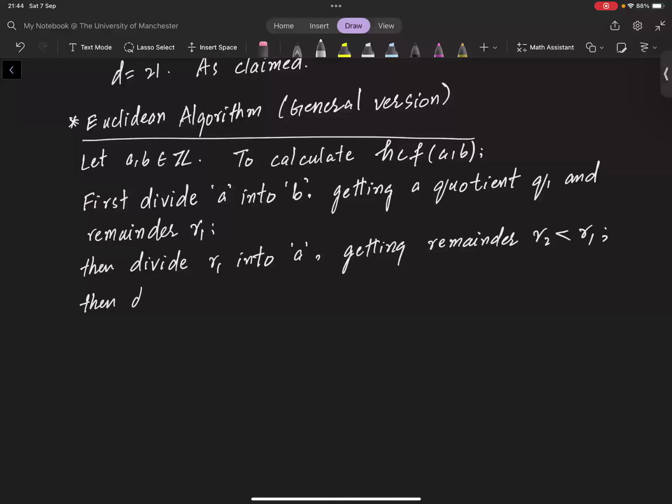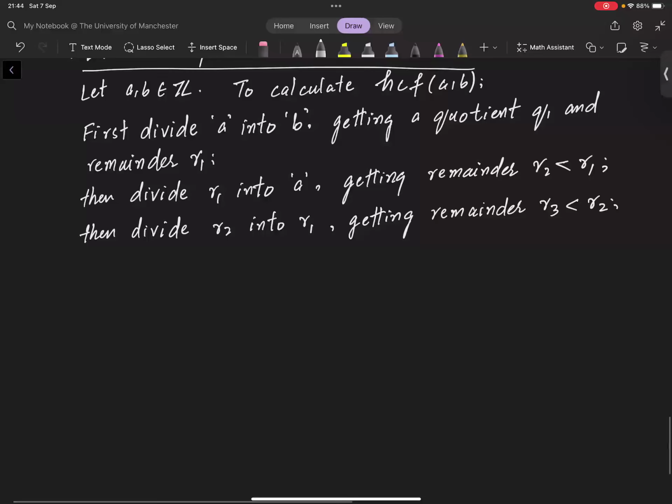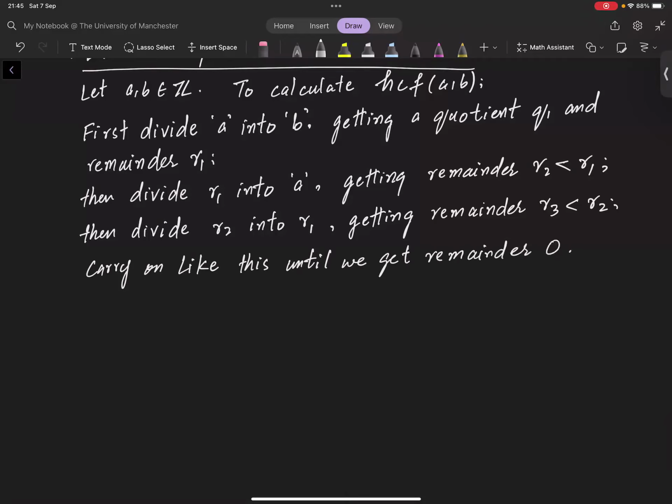Then divide R2 into R1, getting remainder R3 less than R2, and carry on like this until we eventually get remainder 0, which we must, as all the R's are decreasing and are greater than or equal to 0.